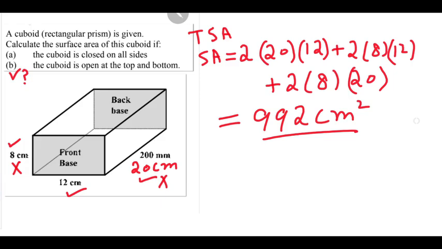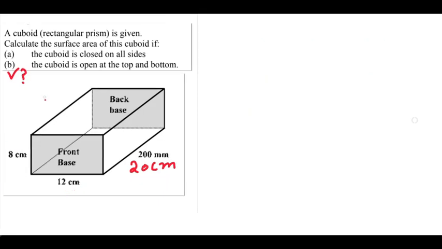So this is my final answer for part A. Now part C, we need to find the volume of part A. The cuboid is closed on all sides, so this time it's going to be the volume.